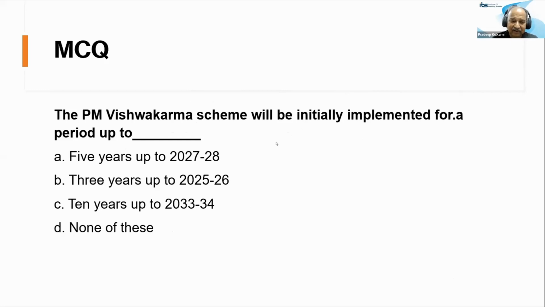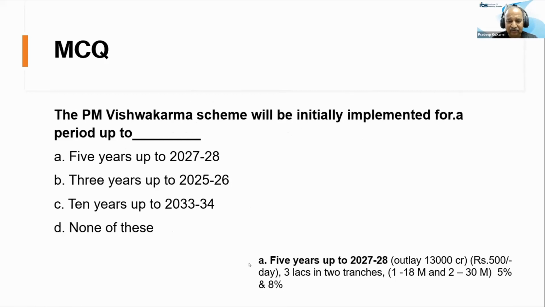Very good. Excellent. Thank you. Okay, 5 years, up to 2027-28. The scheme is launched with a 13,000 crore outlay. Stipend is available to the people who are taking up the higher level training of 120 hours. In that training only, 500 rupees per day is given as an incentive. And there are two tranches of the 3 lakh loan. First tranche 1 lakh rupees, 18 months. Second tranche 2 lakh rupees, 30 months.